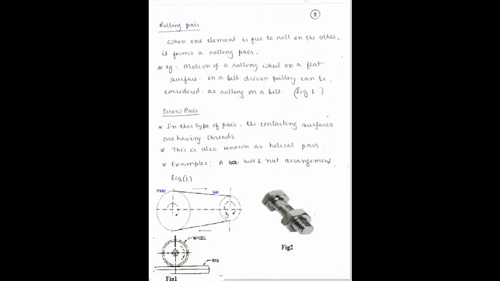Screw pair. In this type of pair, the contacting surfaces have threads. This is also known as helical pair. The example is a bolt and nut arrangement. So in case of a screw pair, you will find threads, and a screw and nut arrangement is one example. Spherical pair. A ball and socket joint forms a spherical pair. One element is in the form of a sphere and turns about the fixed element. Here in the figure you can see a spherical pair. And here you can see a ball which is inside a socket, so they form a spherical pair.